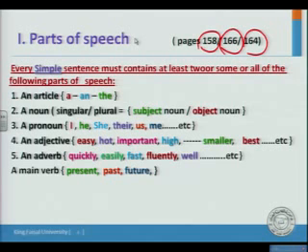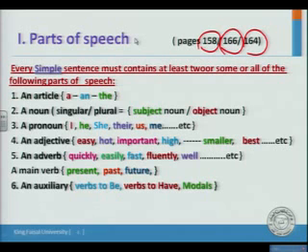Then we might have an auxiliary. An auxiliary, I mean here a helping verb. A helping verb here, so we have not 3 types, we have 4 types. Here I mentioned 3. I'll remind you now. Verb to be, like is, am, are, was, were. Then we have verbs to have, when we say has, have, had.